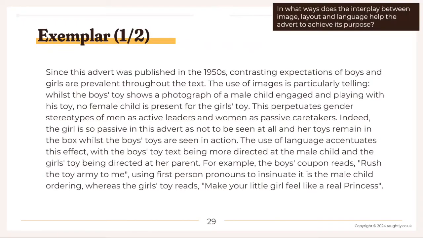Since this advert was published in the 1950s, contrasting expectations of boys and girls are prevalent throughout the text.